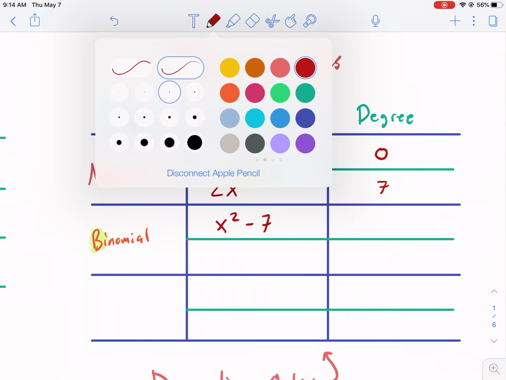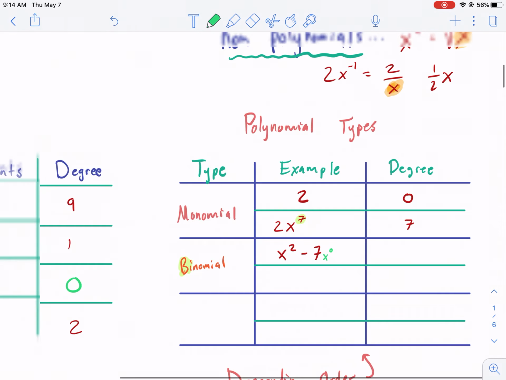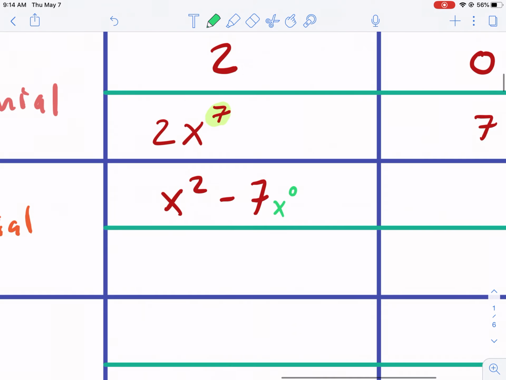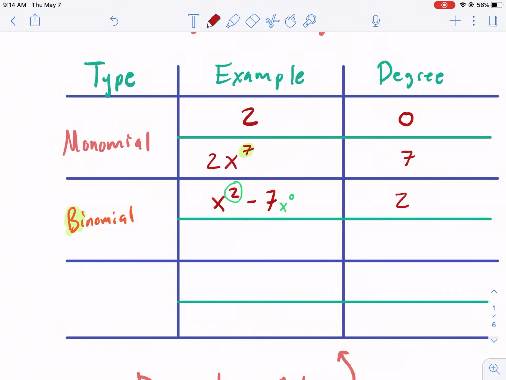Remember there's an implied x to the 0. So how do you pick what is the power, what is the degree when there's 2 different powers here? You choose the highest power. So the highest power is 2. So this is a second degree binomial. So this is a polynomial. This is a specific type of polynomial, which is a binomial.